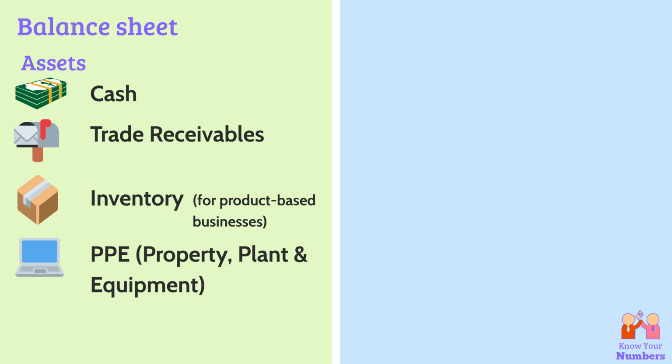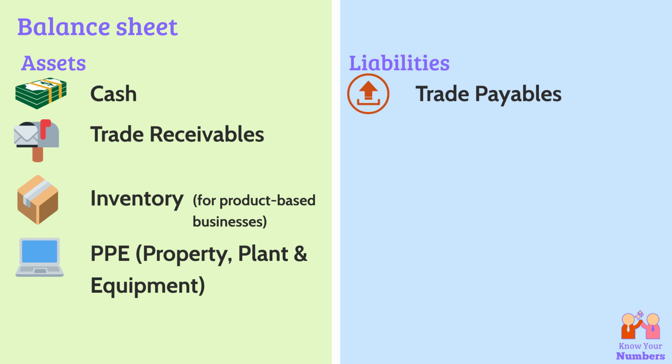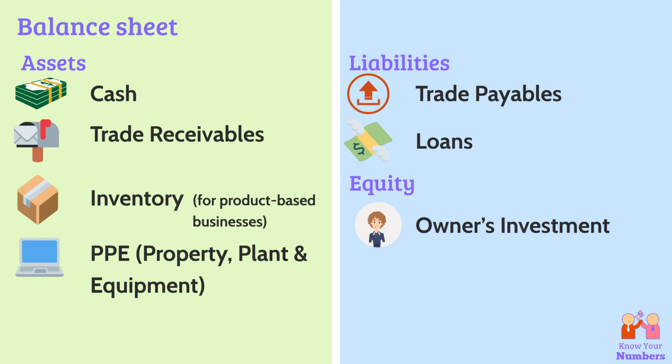Property, plant and equipment is things like laptops, office furniture, or machinery, long-term assets used in your business. Trade payables, also referred to as accounts payable, are bills you owe to suppliers or others. Loans or other liabilities are borrowed money you need to repay, short or long term. Owner's investment is the capital invested by you. Retained earnings are the profits your business keeps, or losses it builds up, instead of paying them out.